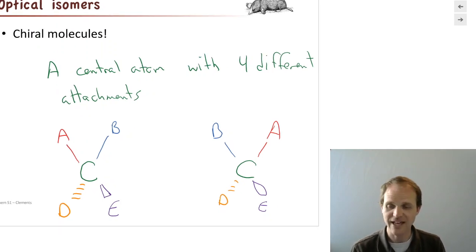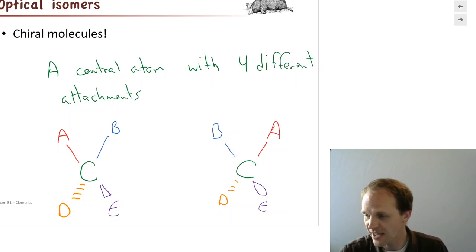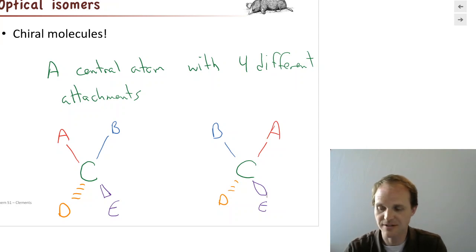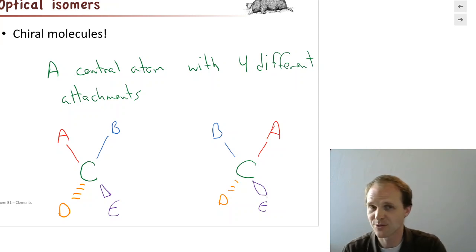And it doesn't look like it at first. You're like, that looks pretty much the same to me, Professor Clements. But it turns out, if you try to put these on top of each other, they're not the same, right? And unfortunately, I forgot to prepare ahead of time here. So let me see if I can do this real quickly while I talk.